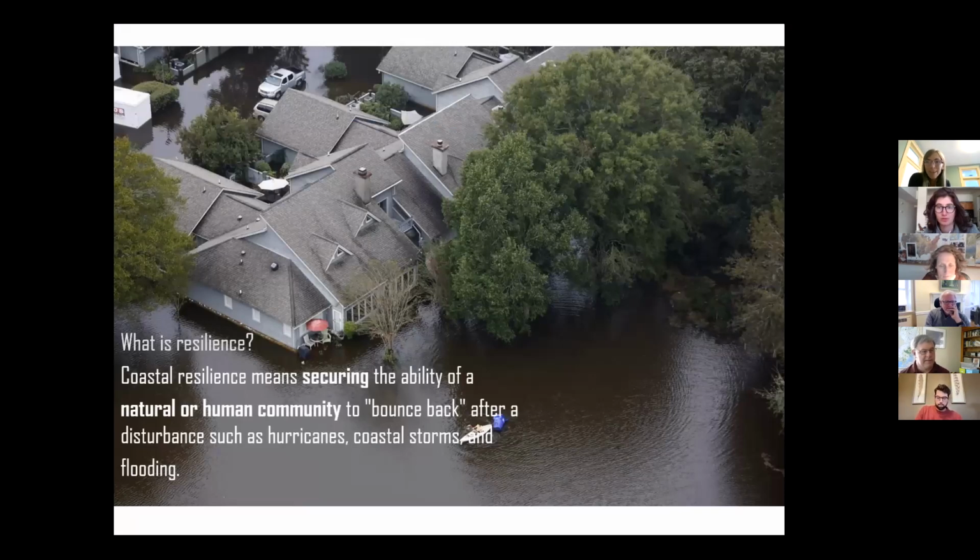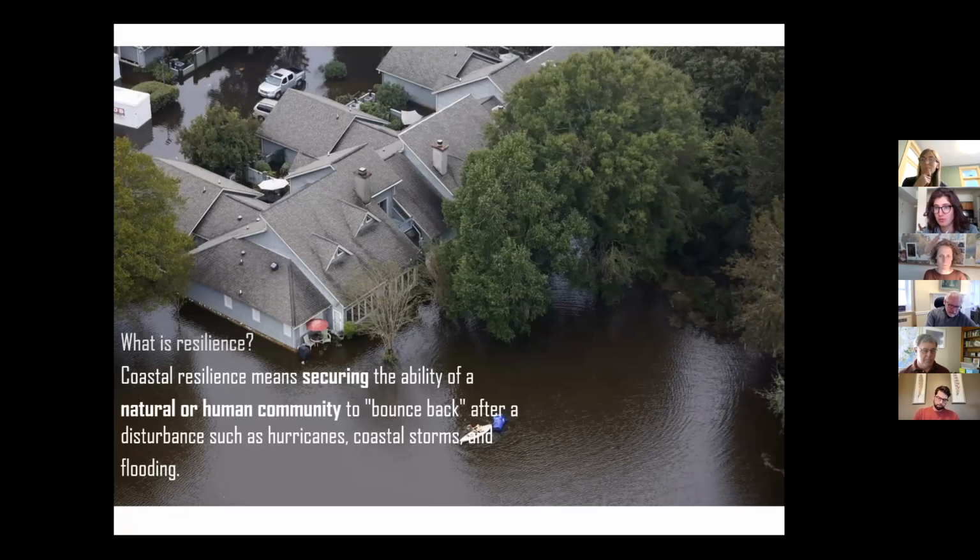What do we mean when we talk about resilience? In general, in coastal landscapes, it means securing the ability of natural or human communities to bounce back after a disturbance, such as hurricanes, coastal storms, and flooding. Resilience relative to climate change is really more about that long-term ability of habitats or human communities to persist in the face of that sustained challenge.